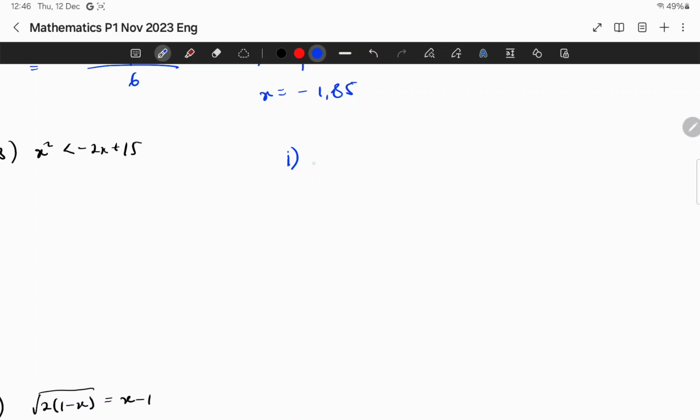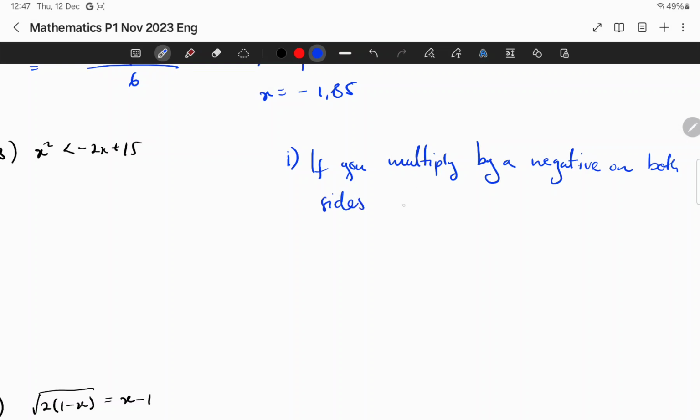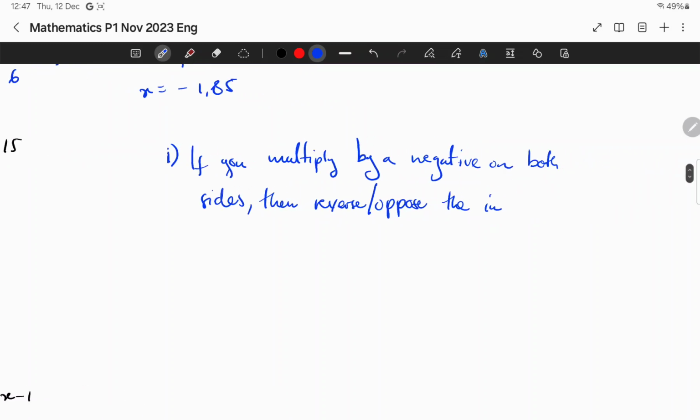So I'll write down rule number 1. If you multiply by a negative on both sides, then reverse or oppose the inequality sign.